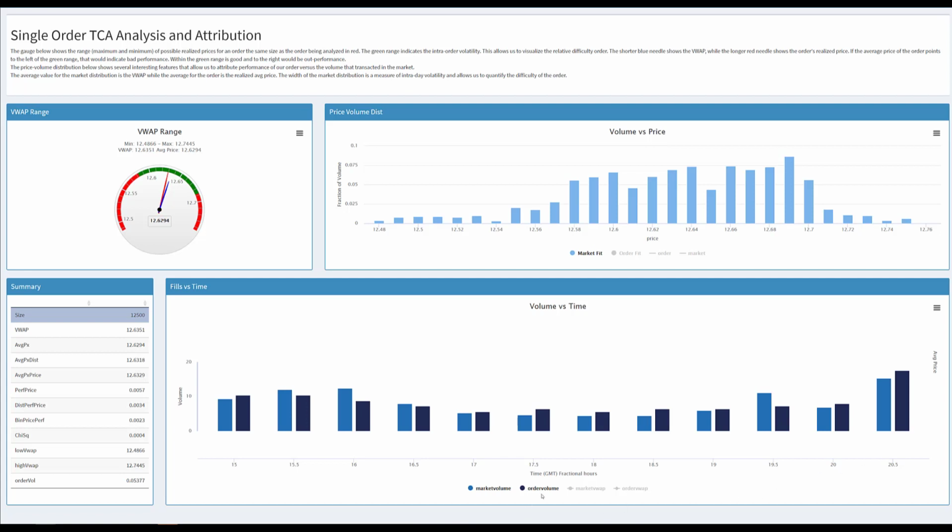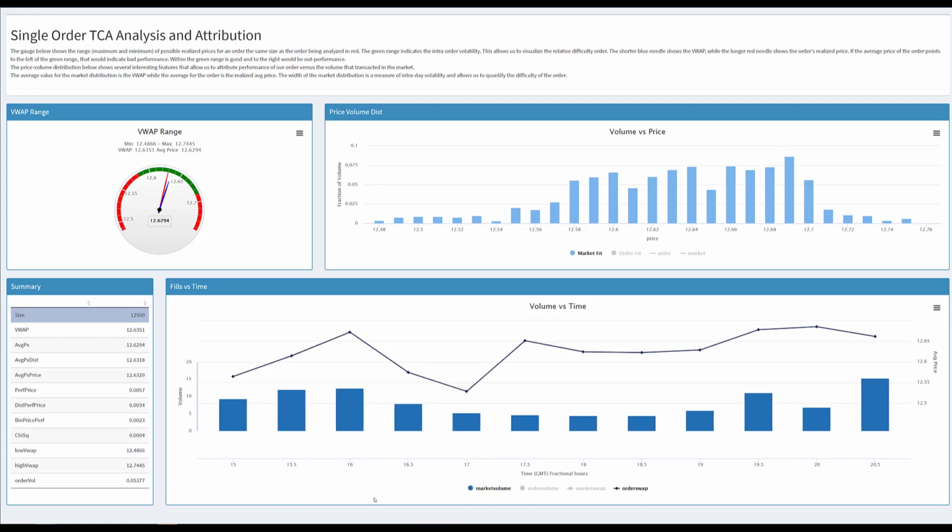Well, we can compute what the average price would have been if we matched the market volume identically, but within each of the bins we take the average price that we achieved in the market. If we take the dot product of these two time series, we're going to get a number over here, 12.6318, which represents the average price that we would have gotten if our volume distribution versus time matched exactly the market volume distribution versus time.